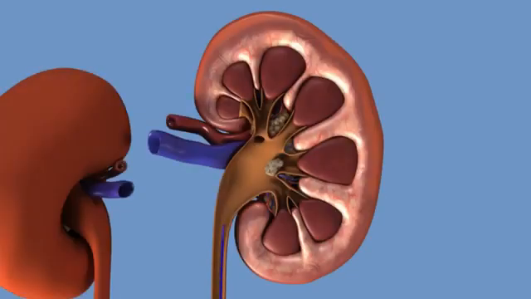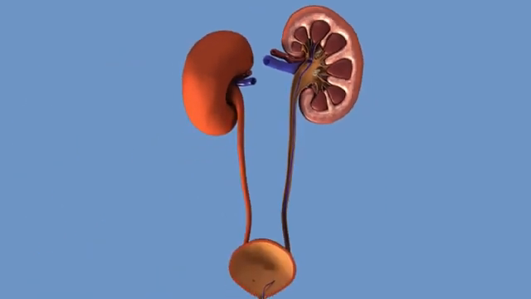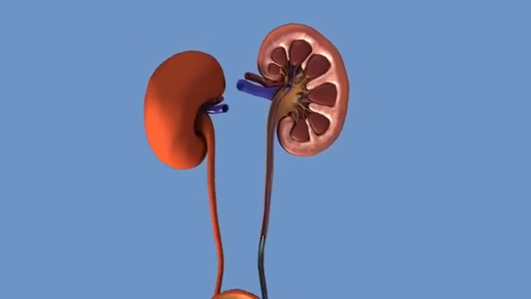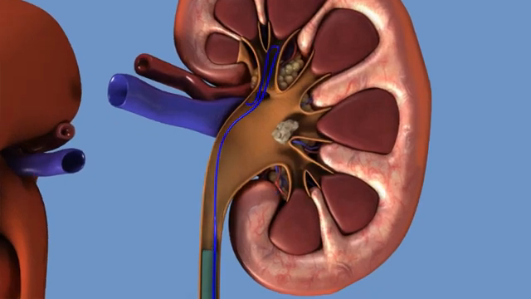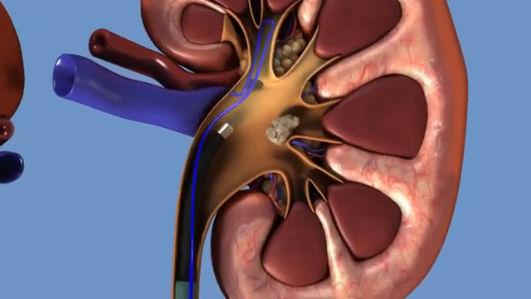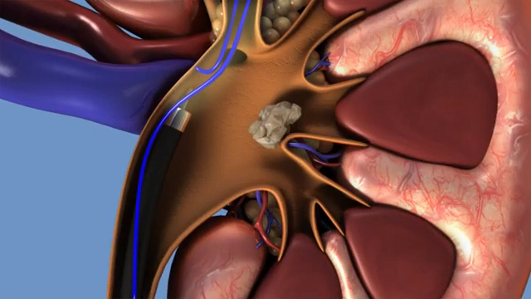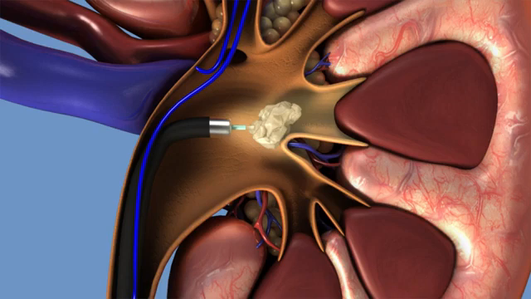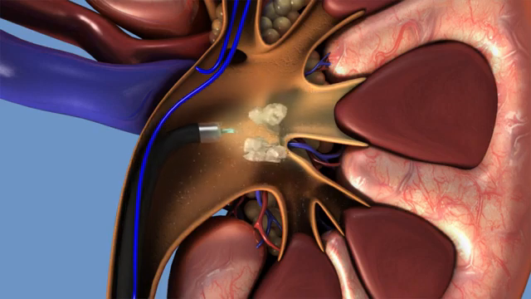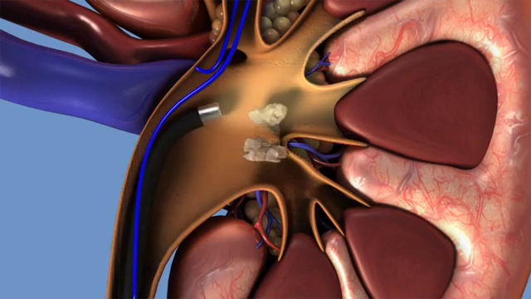A so-called safety wire that helps guide the ureteroscope through the ureter is inserted. Depending on the location of the stone, a rigid or flexible ureteroscope is passed through the urethra into the bladder, following the safety wire into the ureter, the small tube that drains urine from the kidney to the bladder. Once the stone is located, it may be pulled out directly with a so-called stone basket, or a laser is used to break the stone into smaller pieces before extraction using the basket.